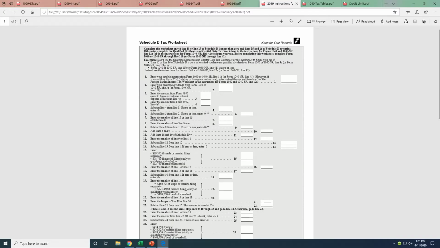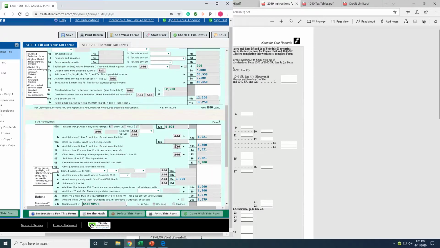All right, now we're going to go back to the tax software, and we take the 4021, which is the lesser of the two, and this just autofills down. So now we're going to get to the Schedule 3. This is a credit. Credits are good.